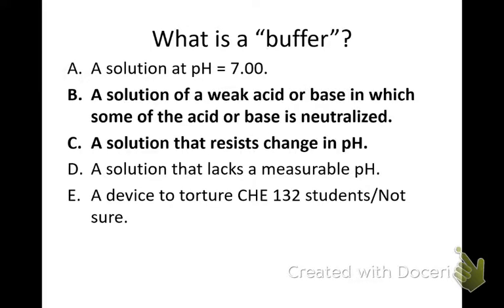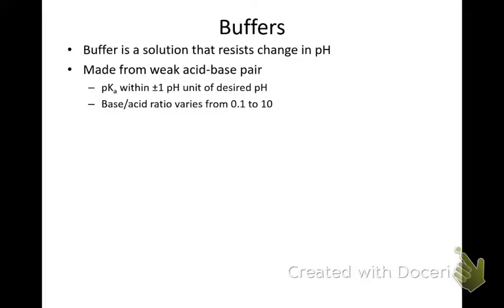So the best answers here are that a buffer is a solution of a weak acid or a base in which some of that acid or base has been neutralized. Or in other words, that we have a mixture of a weak acid and the conjugate base form. The canonical definition of a buffer is also a solution that resists a change in pH. Notably, this is not a device to torture Chem 132 students, though sometimes it might feel like that.